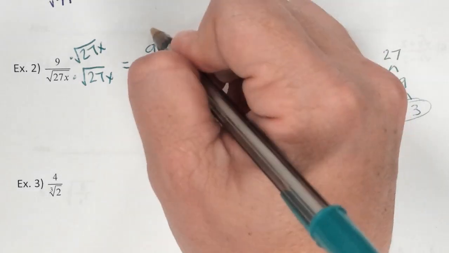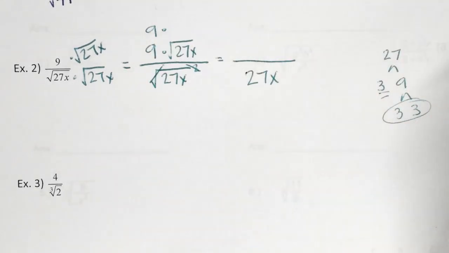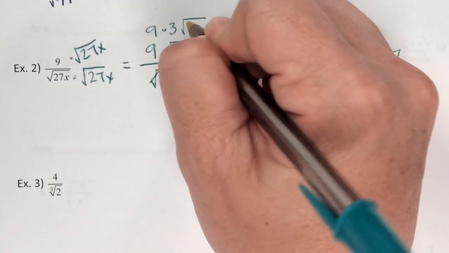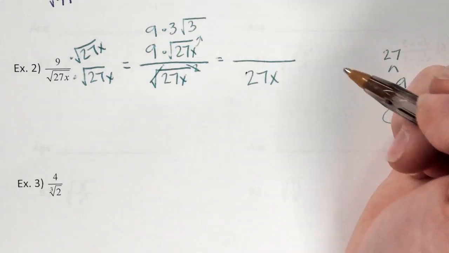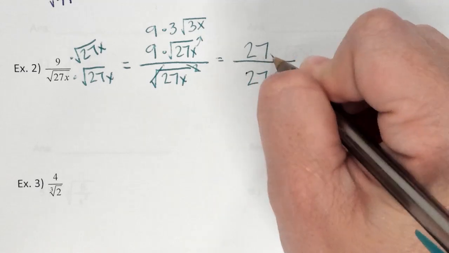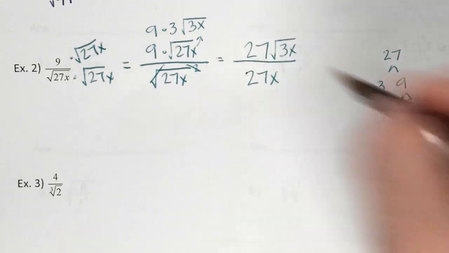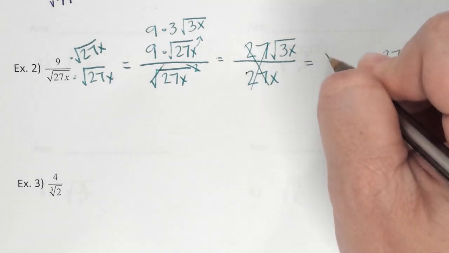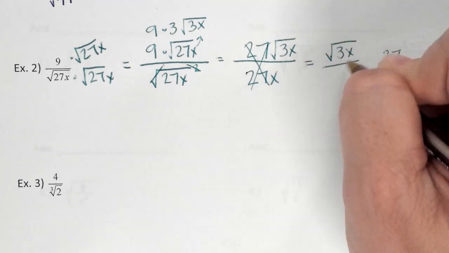So I already have a 9, but what did I just take out? A 3, and what was left over? 3, but what can I not forget? X. What's 9 times 3? 27. So my 27s cancel, and I'm left with the square root of 3x over x.